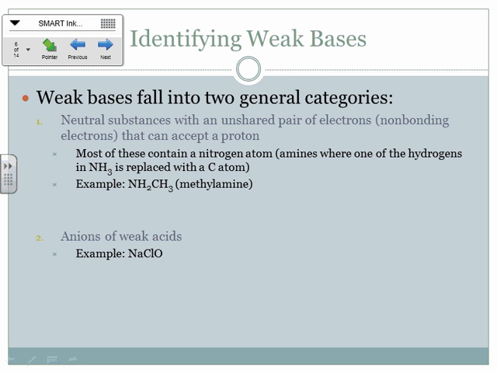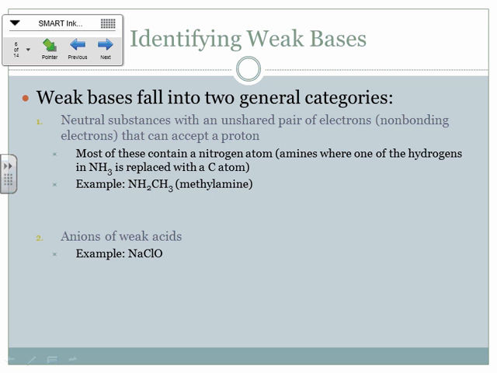Okay, but there are some things that you can look for to identify things as bases. Actually, we just did the methylamine example, so I guess I could rewrite that one there. I don't really want to. Did you guys write it down from the previous page? Okay. All right. So if you have a neutral substance that has an unshared pair of electrons.